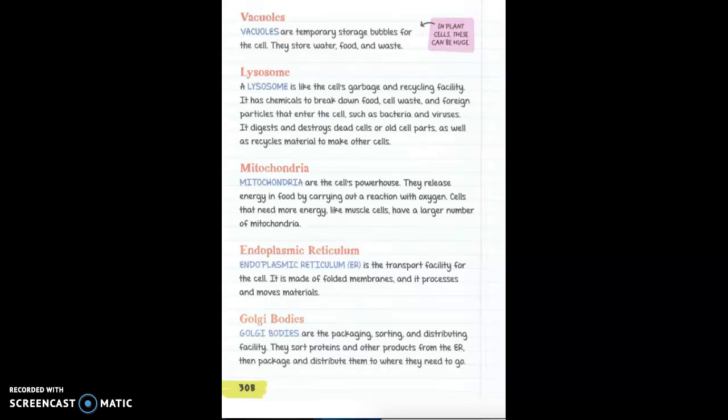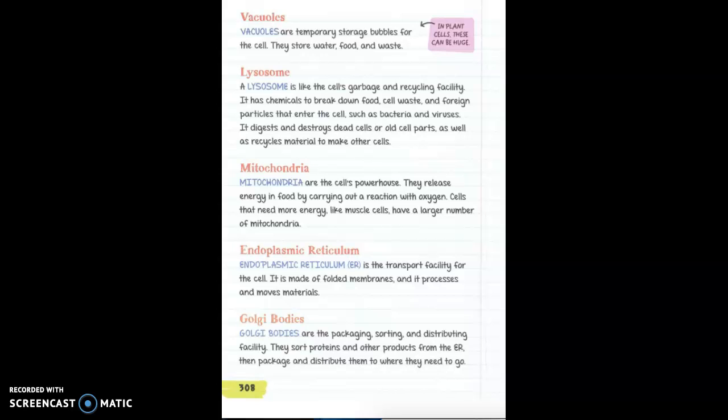The lysosome. A lysosome is like the cell's garbage and recycling facility. It has chemicals to break down food, cell waste, and foreign particles that enter the cell, such as bacteria and viruses. It digests and destroys dead cells or old cell parts, as well as recycles material that makes other cells.